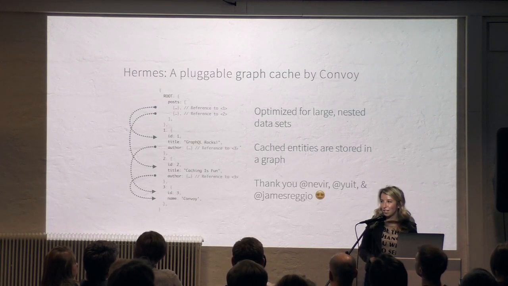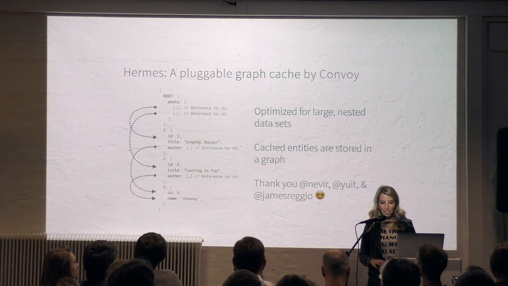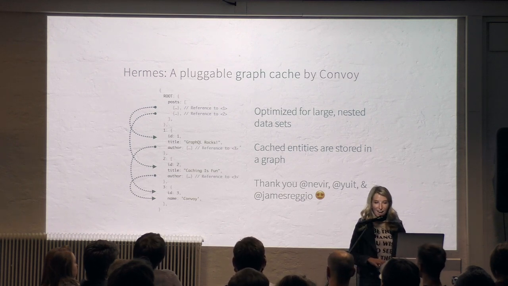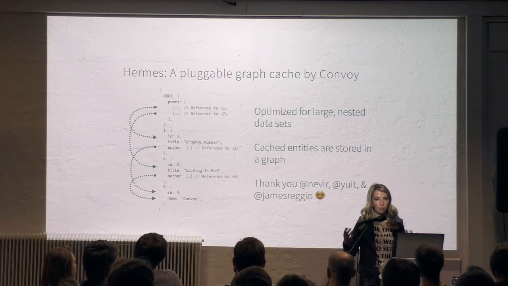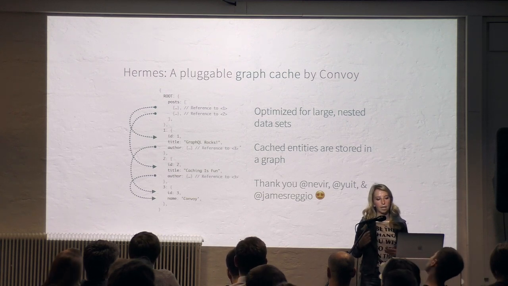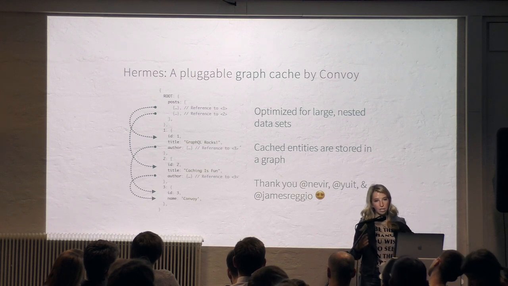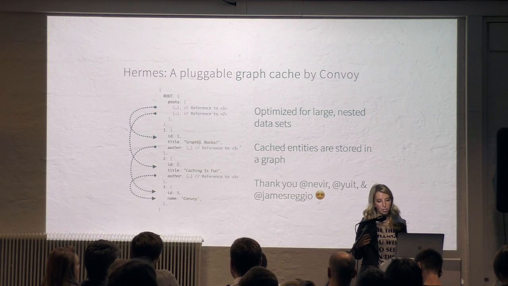So in fact, we already have an alternative cache that you can choose from for Apollo Client 2.0. It's called Hermes, and it's built by Ian McLeod and the amazingly talented team at Convoy. And Convoy had a problem. Their payloads were very large, very nested, and they needed to be this way for business reasons. And they were experiencing slow reads and writes due to the normalization process that I told you about earlier. So what they opted to do was build a graph-based cache that uses references instead of pointers and an identity map, so they didn't have to reconstruct the shape of the result each time, which was really slowing down their reads.